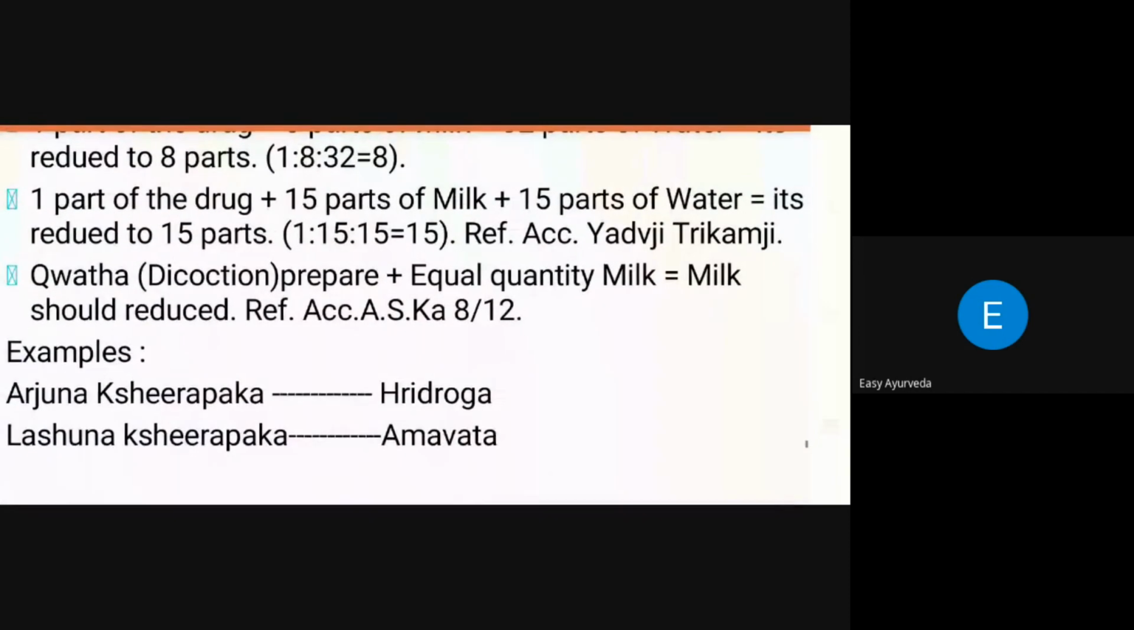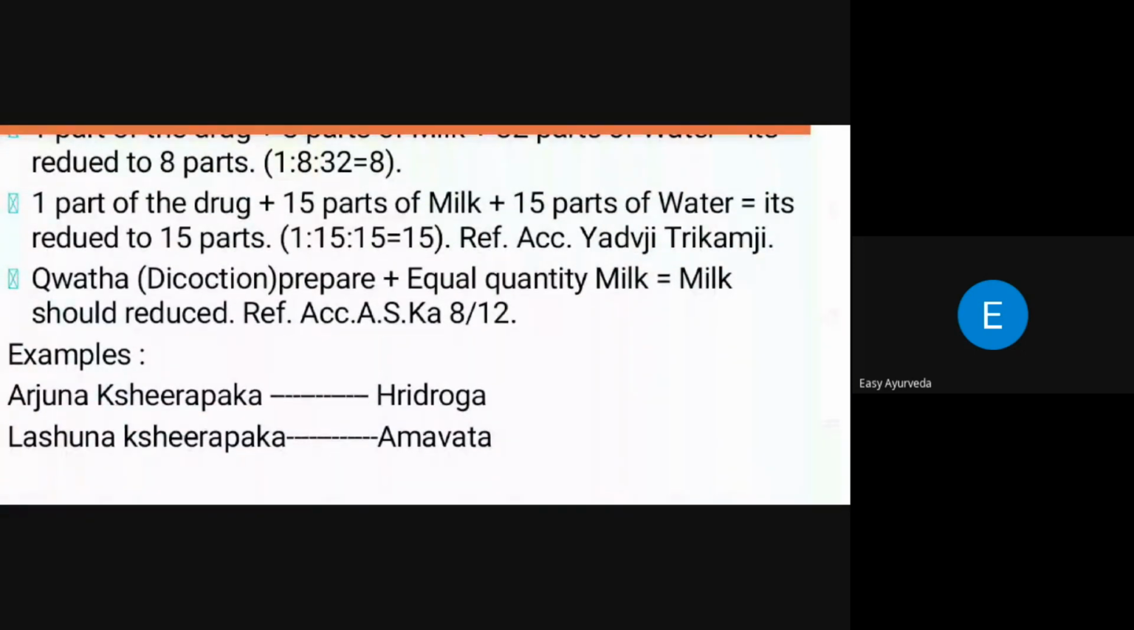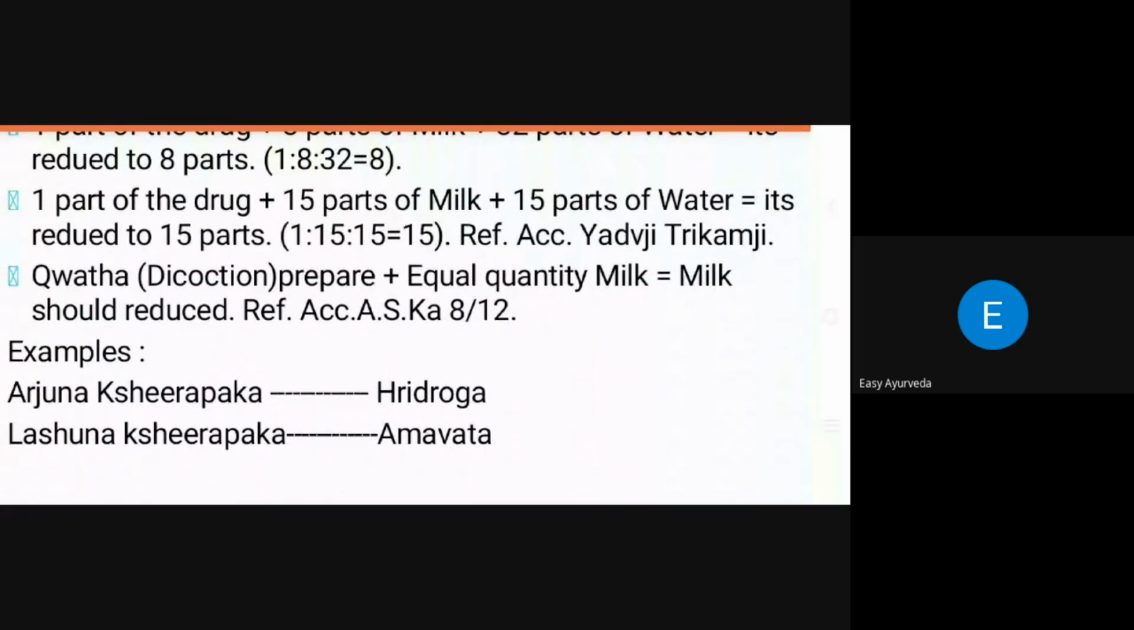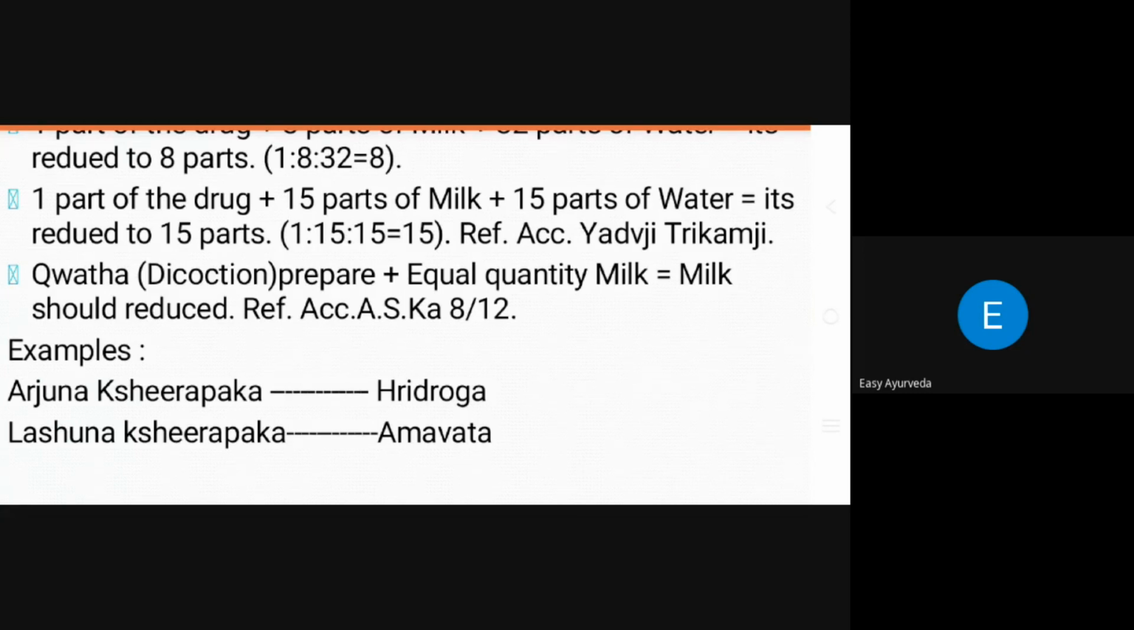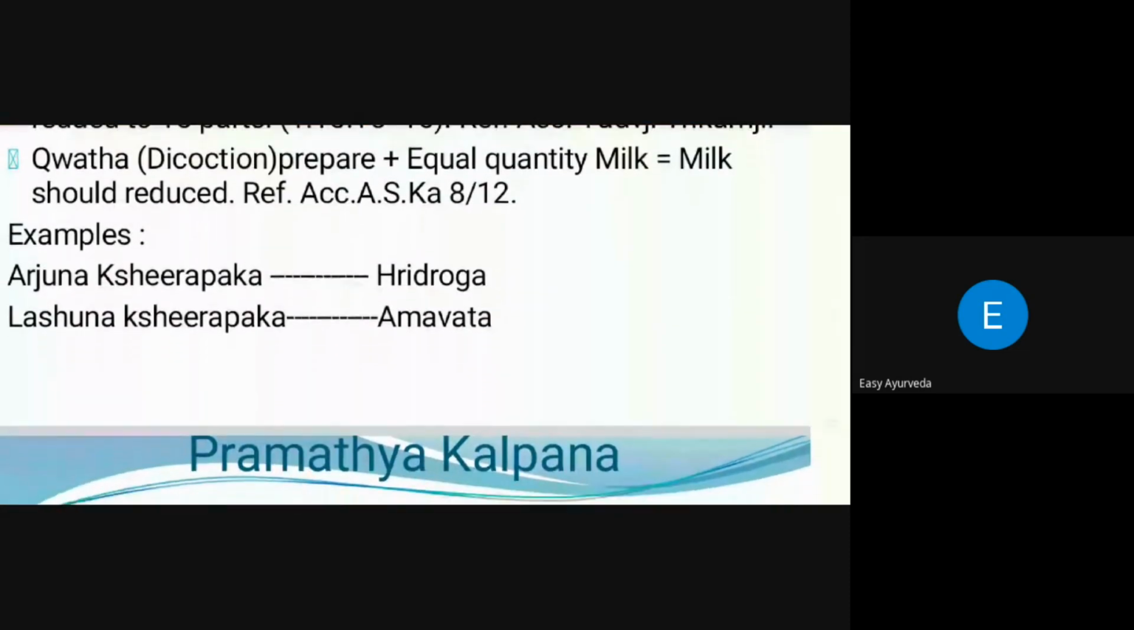Here I am mentioning very popular Ksheerapaka preparations which you can easily prepare in your practice and administer as Sadyapana, meaning instantly prepared and instantly used. That is Arjuna Ksheerapaka, especially in the context of Hridroga, heart diseases, where Arjuna is the best, and Ashwagandha or Lashuna Ksheerapaka in the context of Amavata, that is rheumatoid arthritis. Generally, we use these two preparations, and they are very easy to prepare.